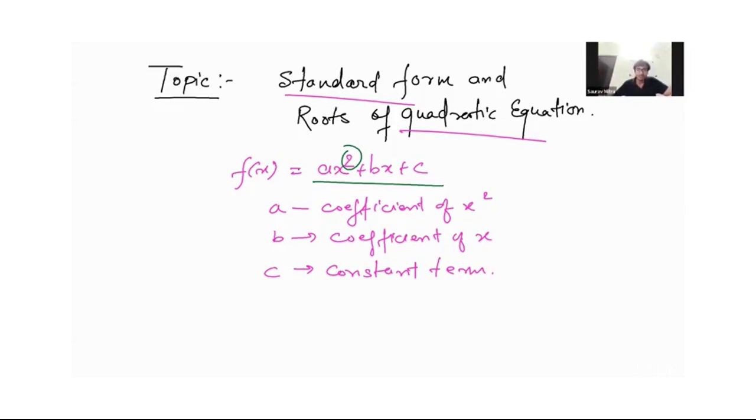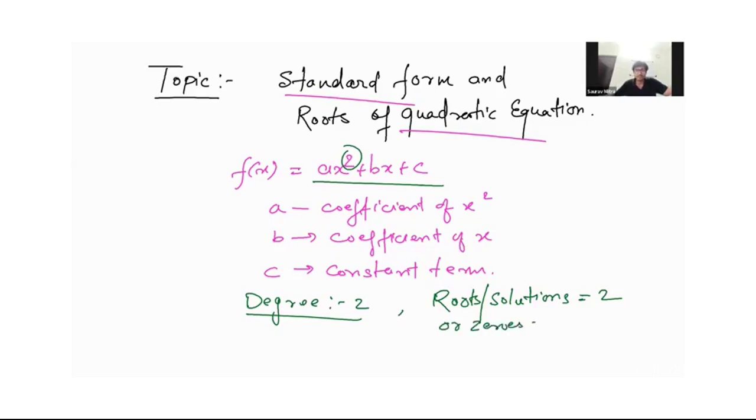Now since it has degree 2, that means it has two roots. Because of degree 2, we can call them roots, solutions, or zeros. So this quadratic equation will always have two zeros, roots or solutions. What these roots mean, we will discuss.